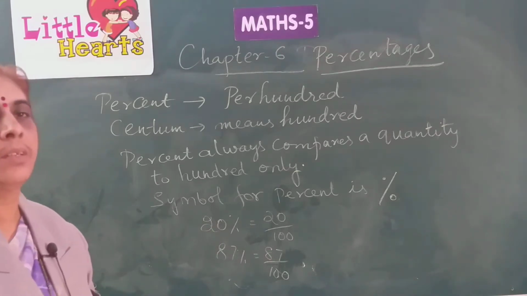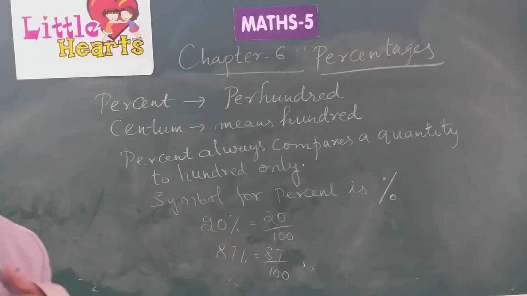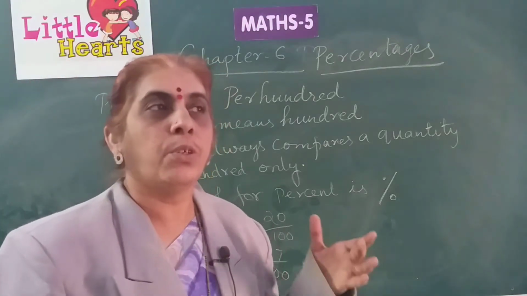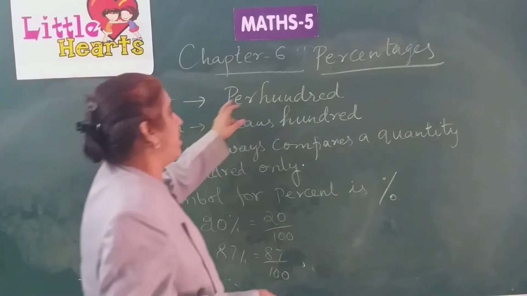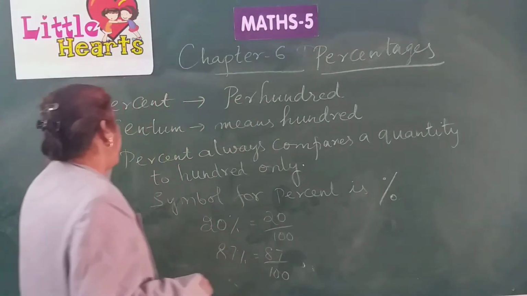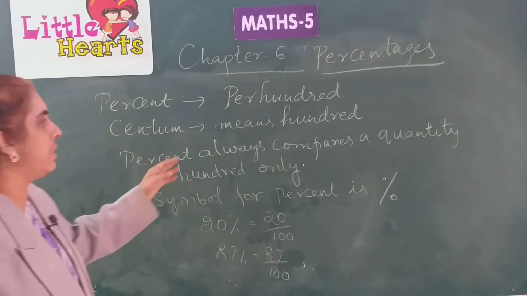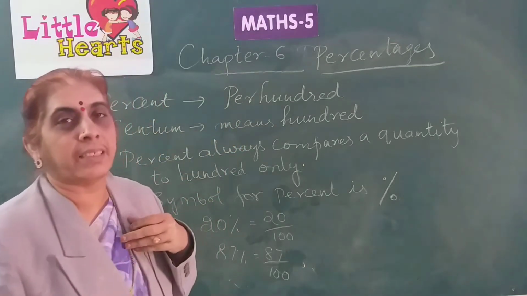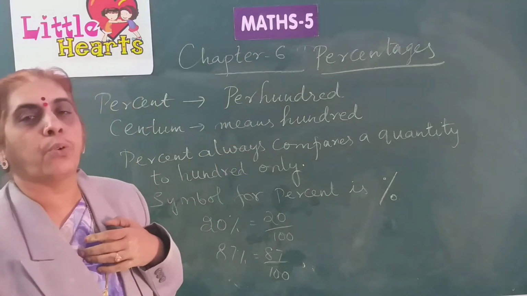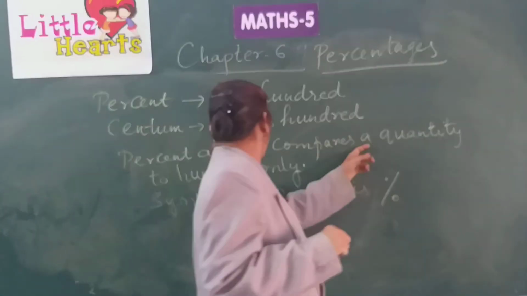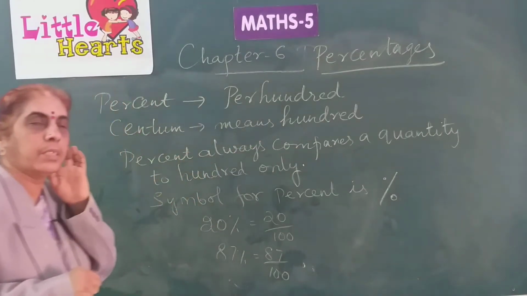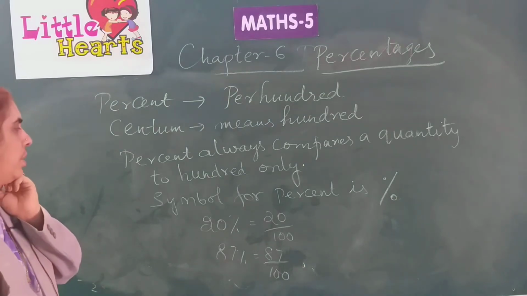We are going to deal with a new topic, percent. You always say, I got 87%, I got 95%. So what is this percent? Let us see now. Percent means per 100. Every part in 100 is percent. Centum means 100. I got centum in maths, that means you scored 100 out of 100 in math. Percent always compares a quantity to 100 only. So percent means always comparing to 100.